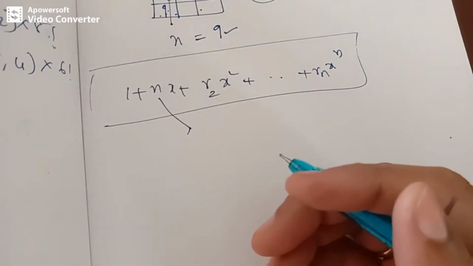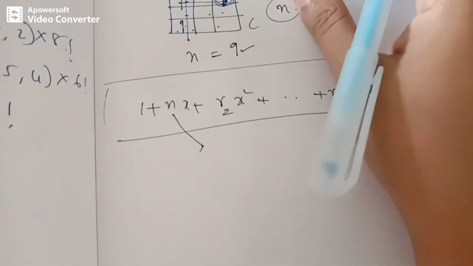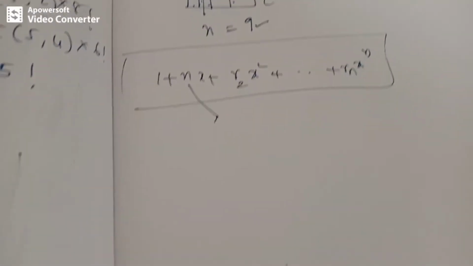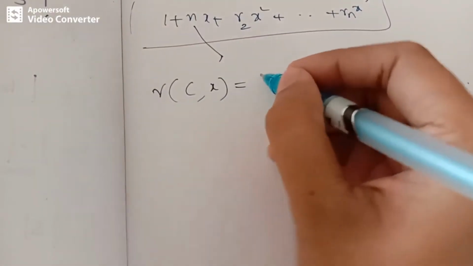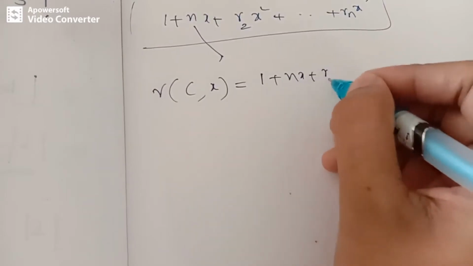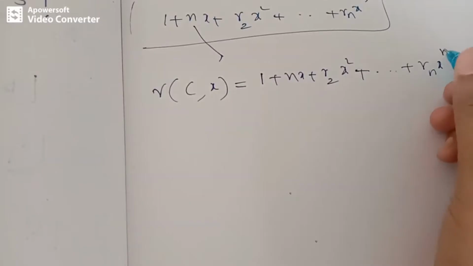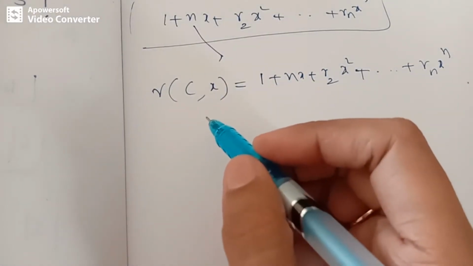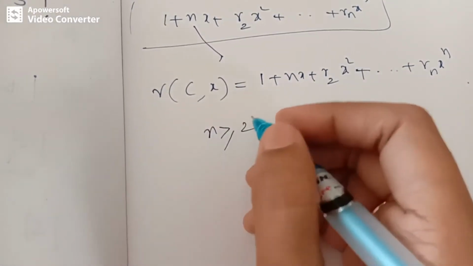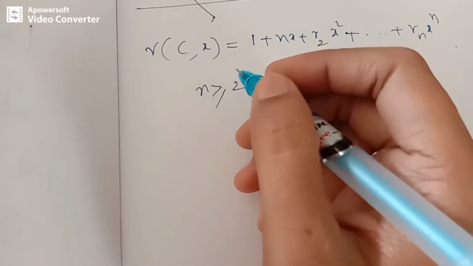If the board is given the name C, let's name this chessboard as C. Then the rook polynomial is written as R of C comma x equals 1 plus nx plus r2 x squared plus so on plus rn x raised to n. This is your rook polynomial for the board C. While defining this polynomial, it has been assumed that n is always greater than or equal to 2, that is, the number of squares is 2 or more.